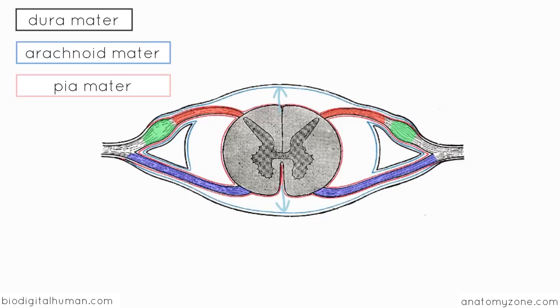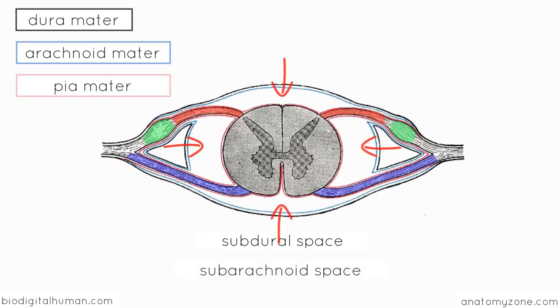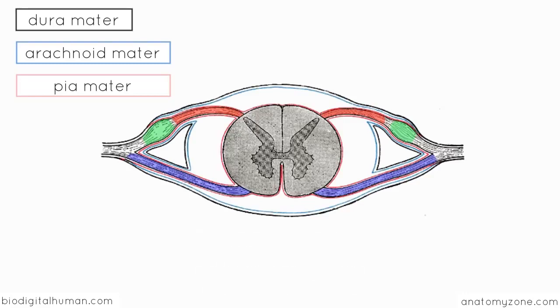So between the dura mater and the arachnoid mater you've got this space called the subdural space. And then likewise between the arachnoid mater and the pia mater you've got the subarachnoid space. And the subarachnoid space is important because this is where the cerebrospinal fluid, or CSF, circulates. So the pia mater is represented on this diagram by the red line which runs very closely to the dorsal roots and to the spinal cord itself. So the pia mater adheres very closely to these spinal cord structures.